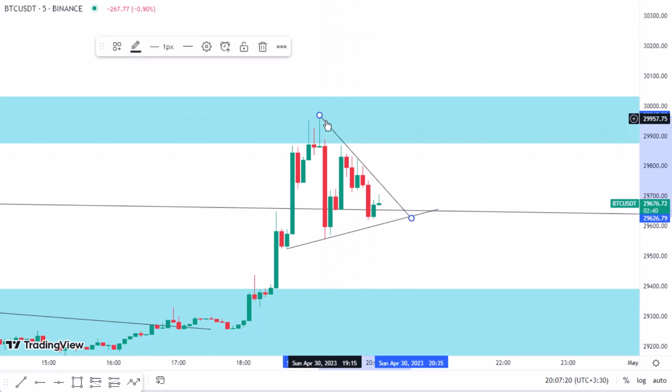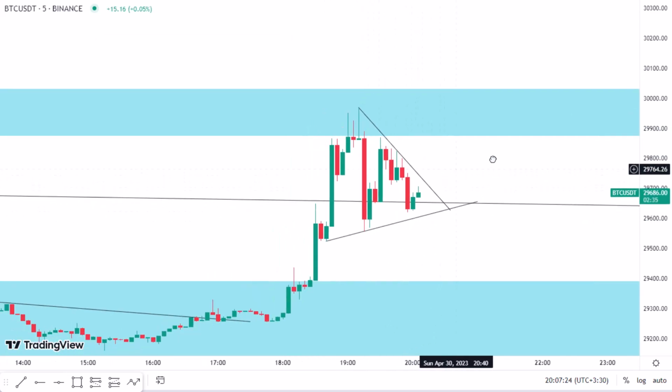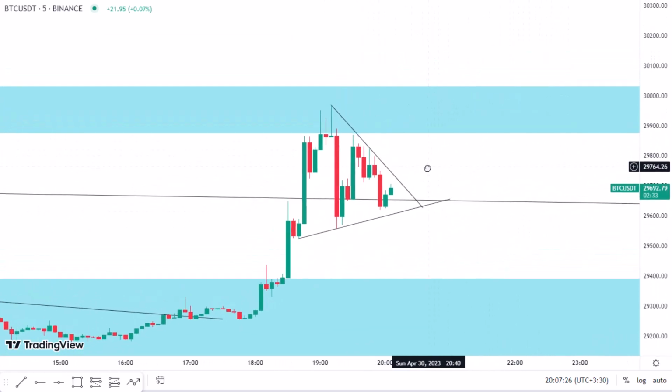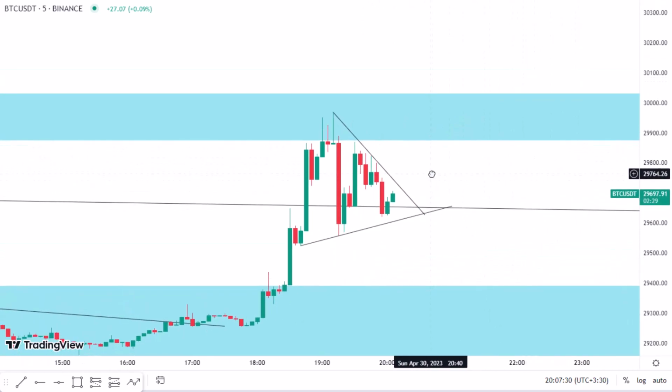And also this one here to the upside, we can enter a buy position, set our stop loss somewhere safe, and look for our risk to reward 2. Yeah, that was all about today's analysis of Bitcoin.